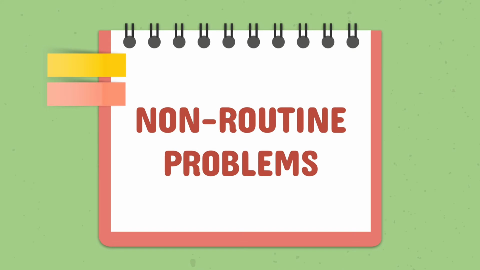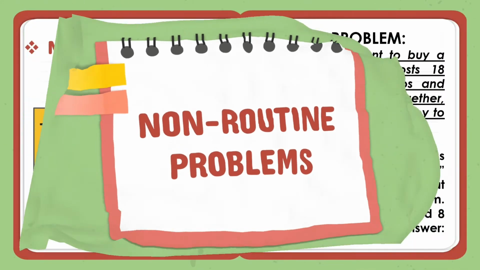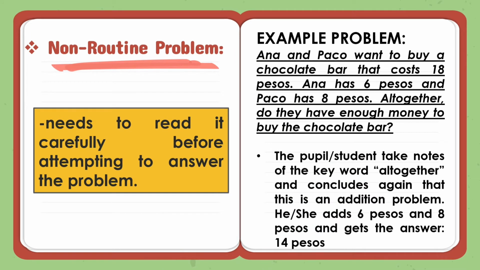How about non-routine problems? A non-routine problem needs to be read carefully before attempting to answer it. For example, Anna and Paco want to buy a chocolate bar. Anna has 6 pesos and Paco has 8 pesos. Do they have enough money to buy the chocolate bar? So the student takes note of the keyword altogether and concludes again that this is an addition problem. He or she adds 6 pesos and 8 pesos and gets the answer 14 pesos.